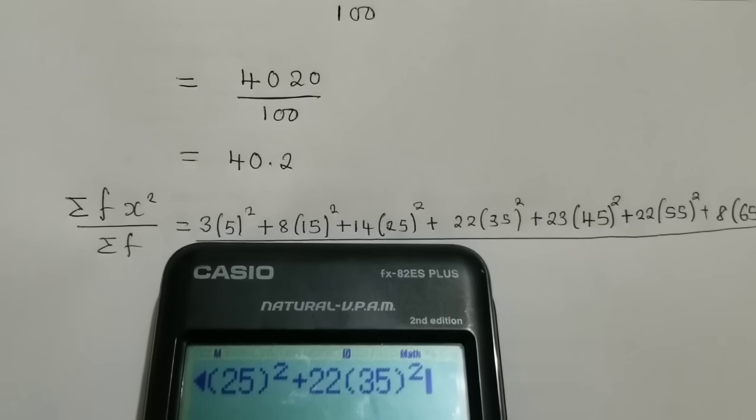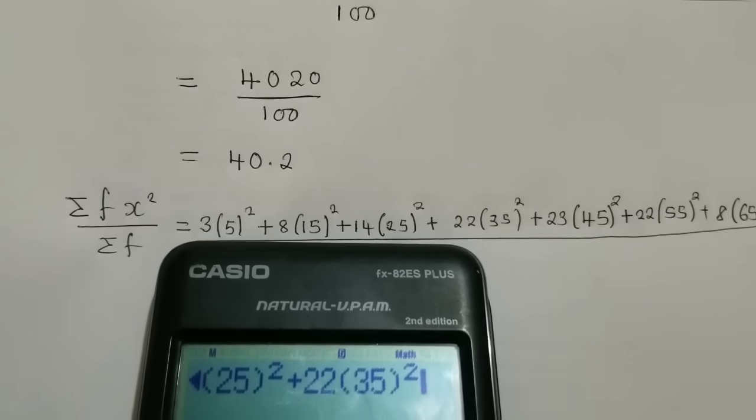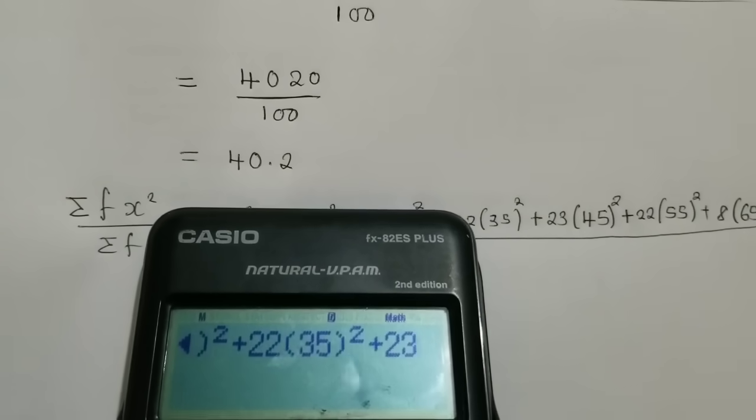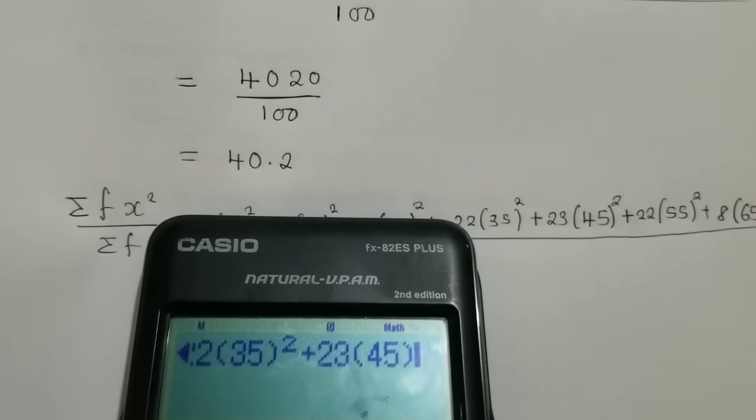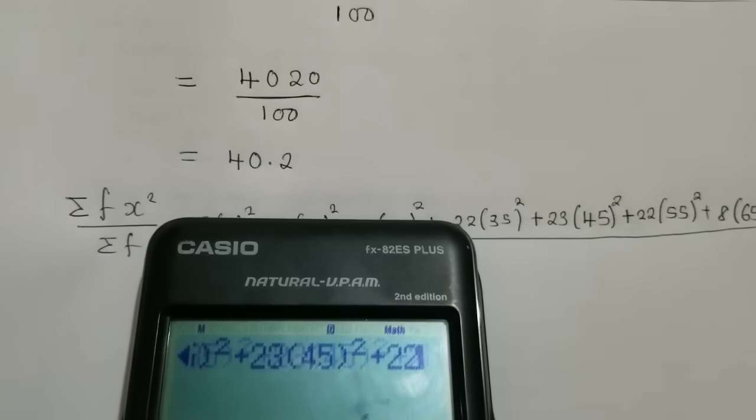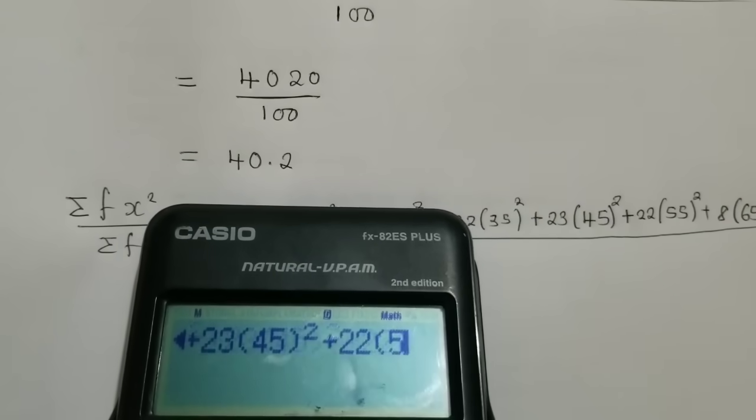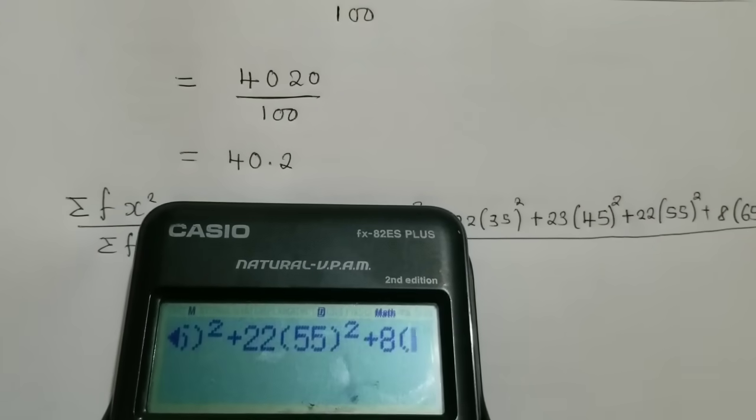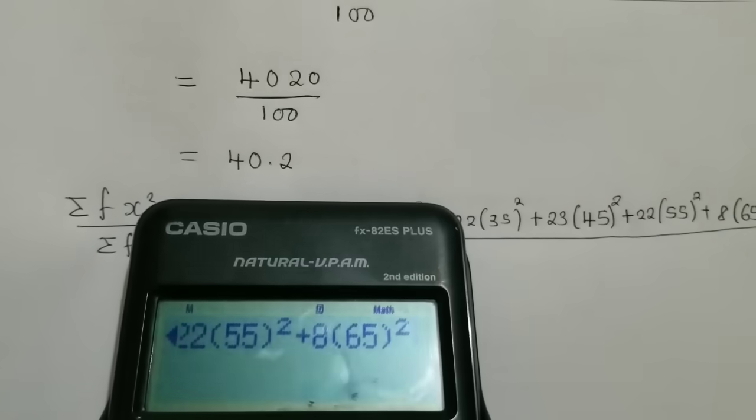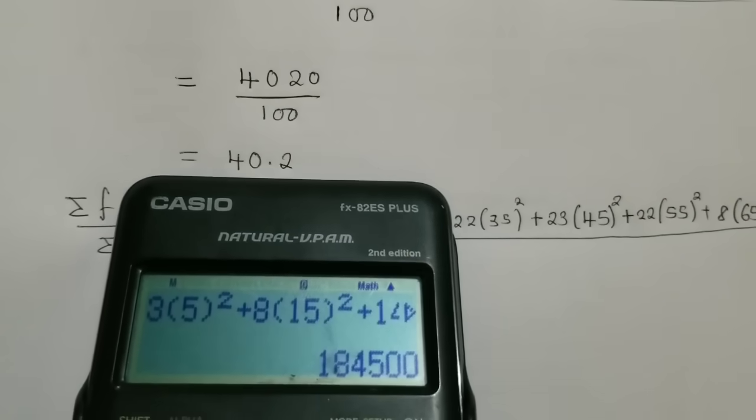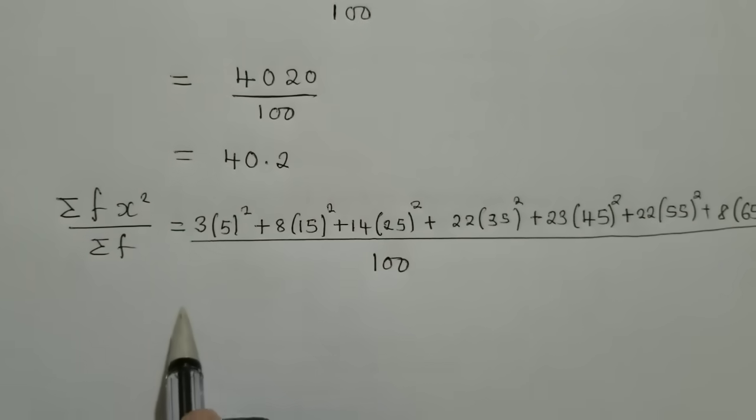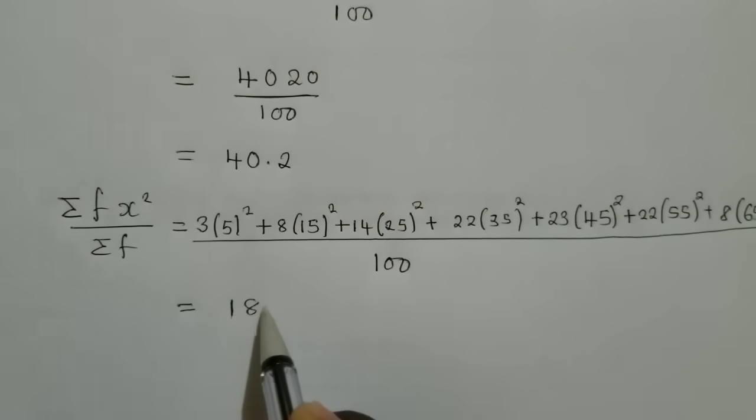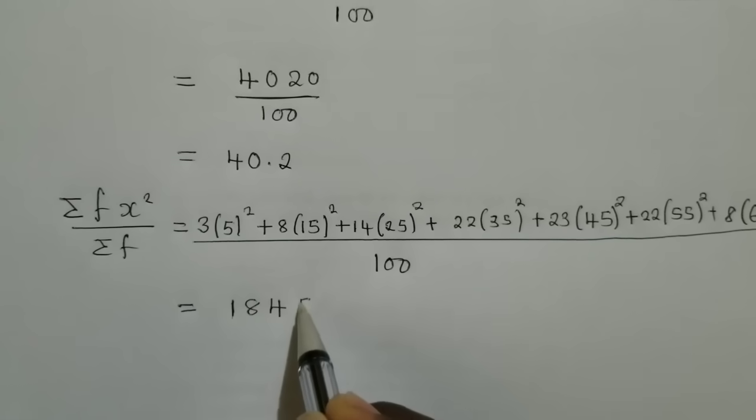And then we have plus 23, open, 45, power 2, plus 22, open, 55, power 2, plus 8, open, 65, power 2. You say equal to. You see the answer that we're getting? We're getting 184,500.